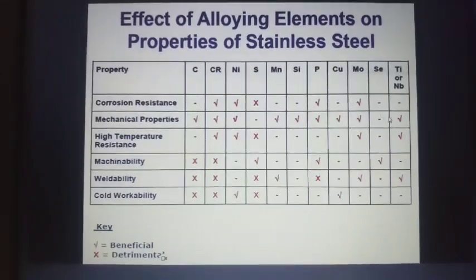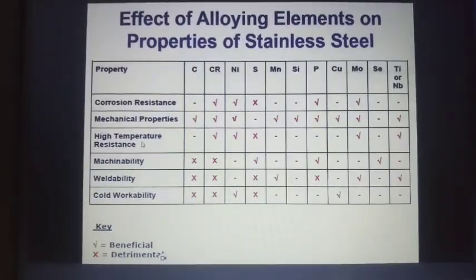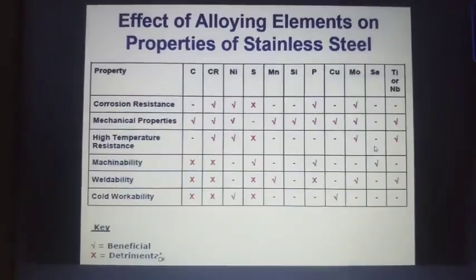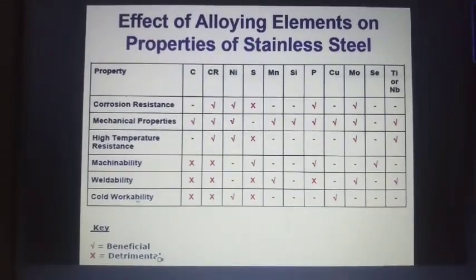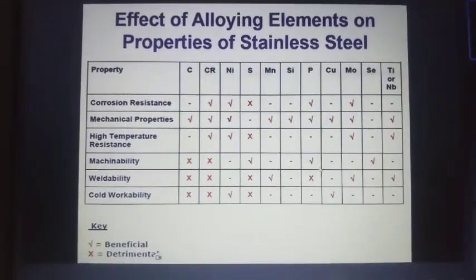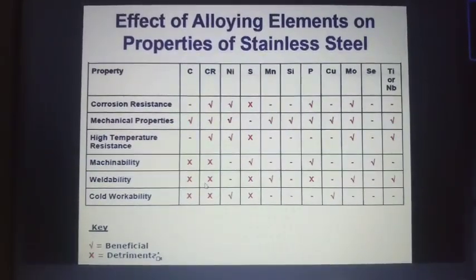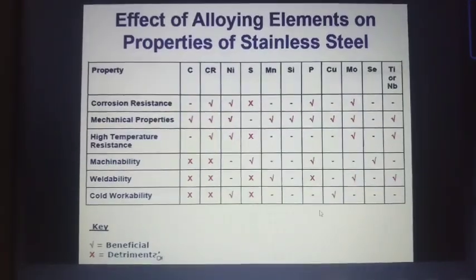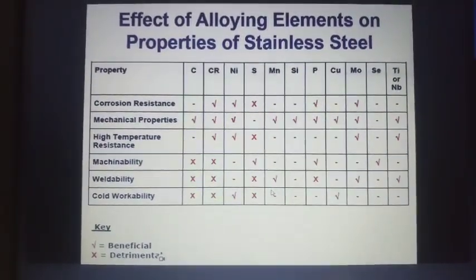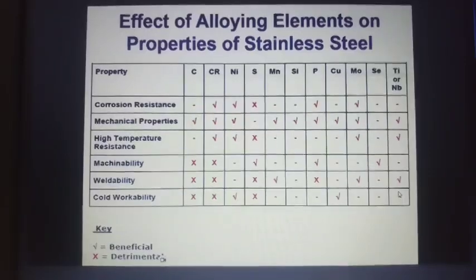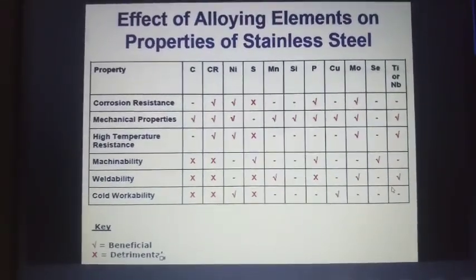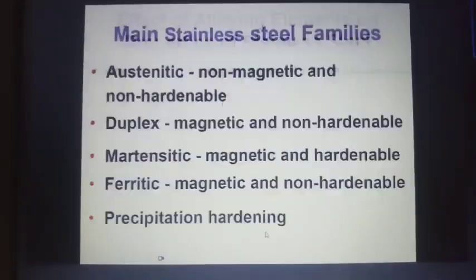Mechanical property, almost all elements contribute to mechanical property. High temperature resistance, again chrome, nickel, moly, and titanium and niobium. Okay, machinability, only sulfur and selenium. Okay, and phosphorus a bit. And weldability, almost carbon, chromium, everything will affect your weldability, whereas only manganese, moly, and titanium and niobium are beneficial or neutral. And that's it. So that's the important property.